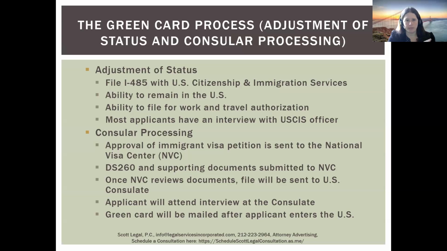Ultimately, if you're approved, you get an immigrant visa in your passport that's usually valid for 6 months. Then when you enter the United States, they'll give you a stamp that says I-551. That's proof that you're a green card holder. And then the green card will be mailed to you, usually within a couple months after you enter the United States.